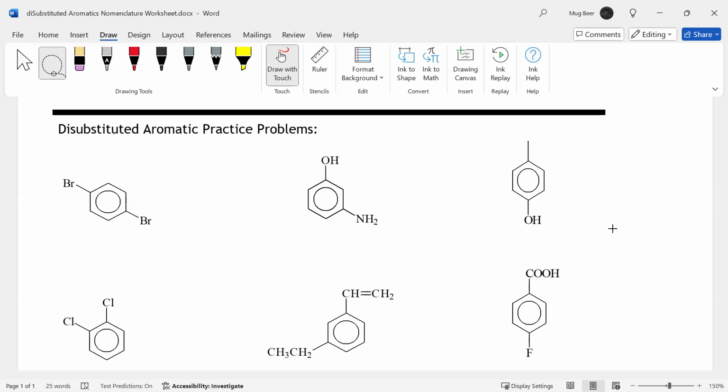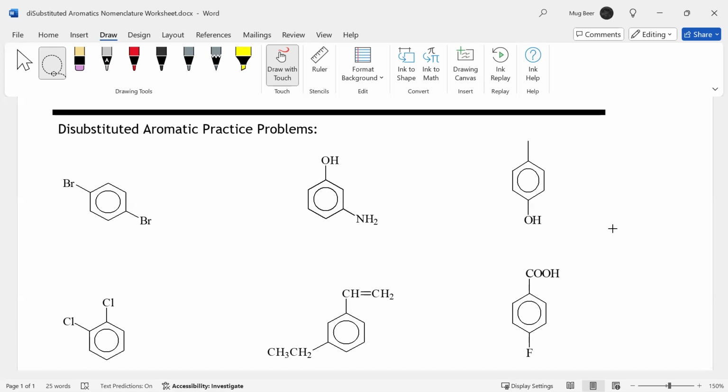You could just say, hey, this is a benzene, and I've got an amino and a hydroxyl group attached to it, and they're meta to each other. So there's actually 7 ways you could write this. But what's important is that you can come up with one.